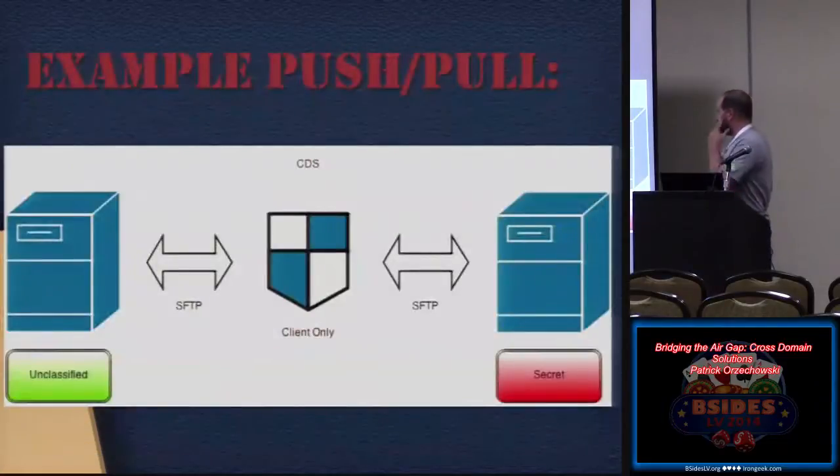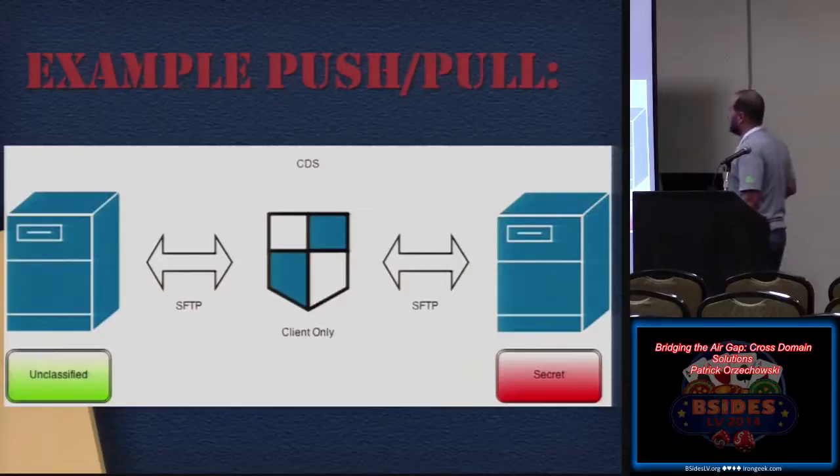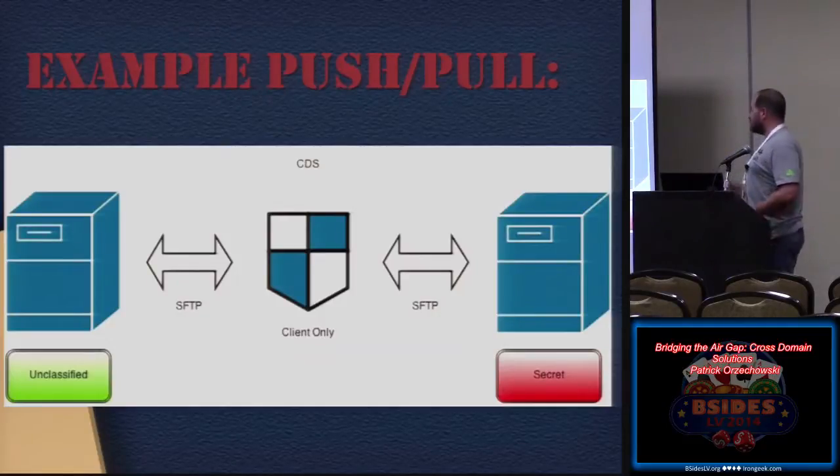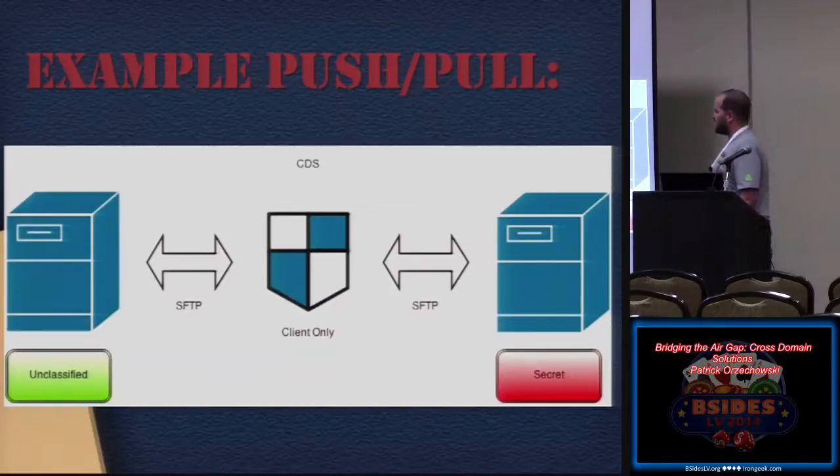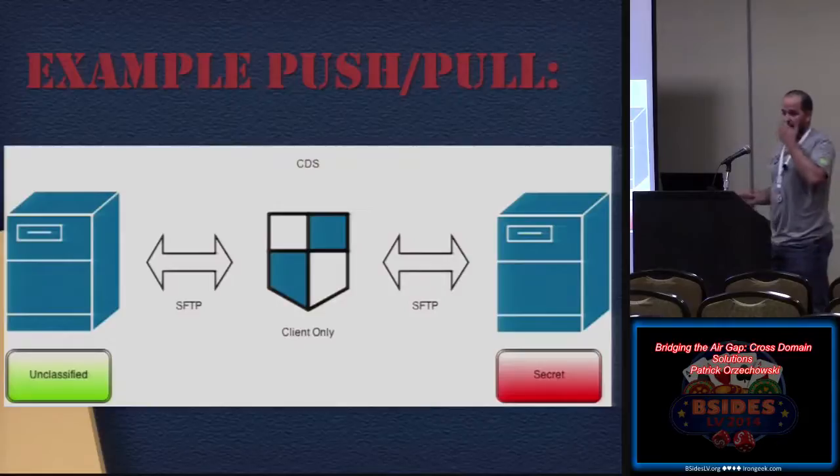Push-pull is an interesting example because the CDS here acts as a client only. It'll go out to file servers on the unclassified side and the secret side in this example, and just push and pull files and act as a client. You can have hardware or software firewalls on either side. So let's say the unclassified side gets compromised by attackers and they do a scan of your network, they're not going to see this CDS. It's going to be a MAC address only on the switch, right?